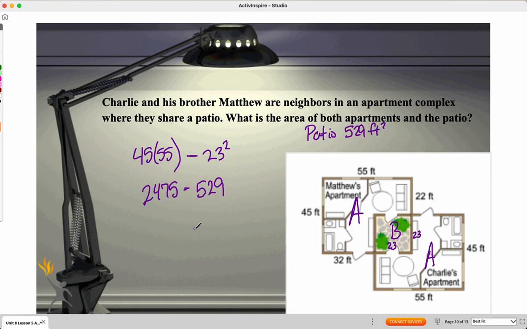Okay, now to find the area of the apartment, I'm going to take 2,475 and subtract 529. That tells me the area of the apartment is 1,946 square feet. And that's the same for both Matthew and Charlie. They both have the same size apartment. So here's my apartment and my patio space.